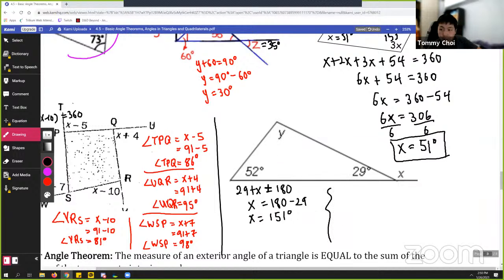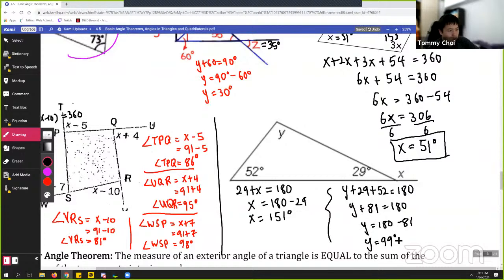And then for y, it's the sum of interior angles of a triangle. All three angles add to 180. So y plus 29 plus 52 is equal to 180. And we're going to get y plus 81 is equal to 180. And subtracting that out on the other side, I'm going to get y is equal to 99, sorry, not 91, 99 degrees as y. So looks like Mersel answered the question, 99 degrees and 151 degrees.